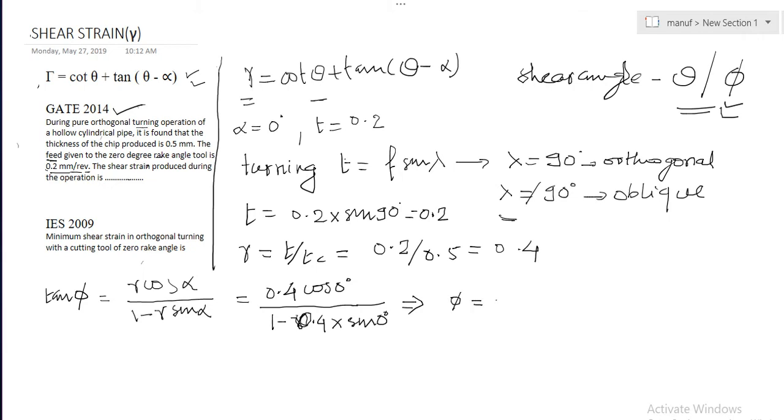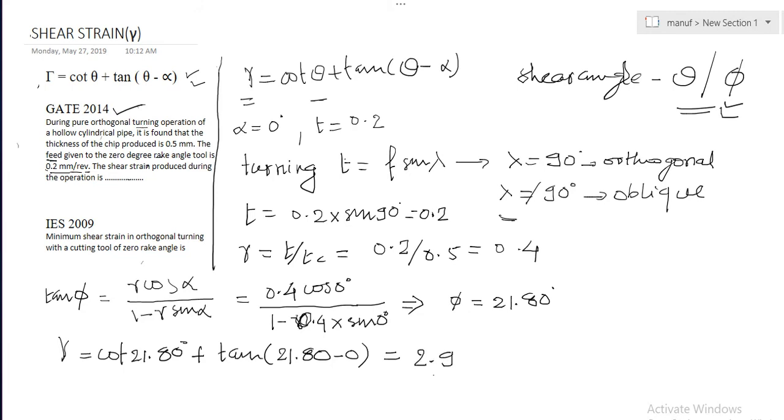Now we have to find out the shear strength. So I can write gamma equal to cot 21.80 degree plus tan 21.80 minus 0. So the shear strength will be 2.9 and it is unitless. So this is the important question.